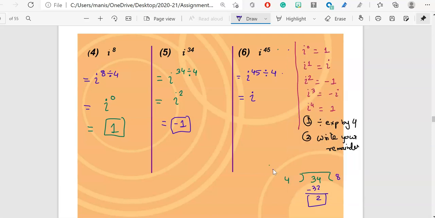So your remainder is 1. Now what I'm teaching you is, if you don't know how to divide, then I'm teaching you the shortcut using a calculator. What is i to the power 1? It's your i, and this is the answer for this problem.